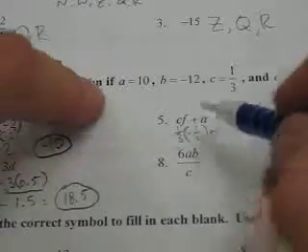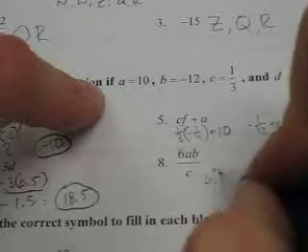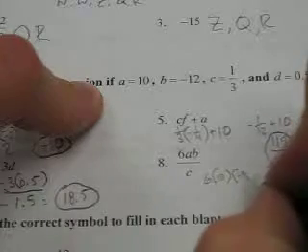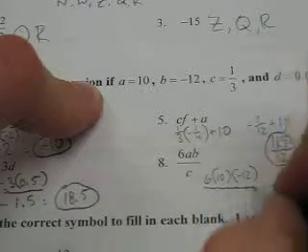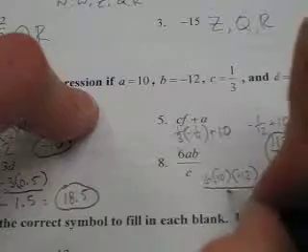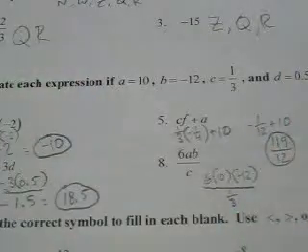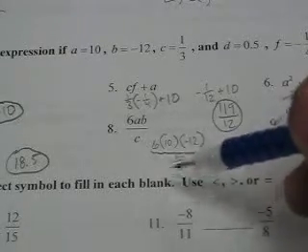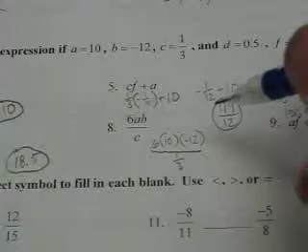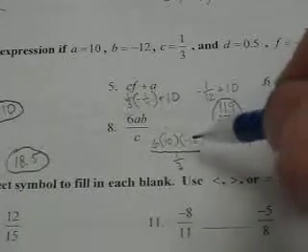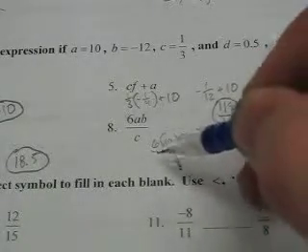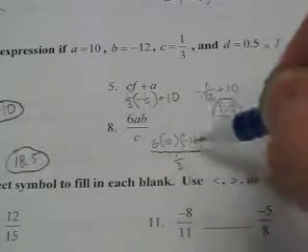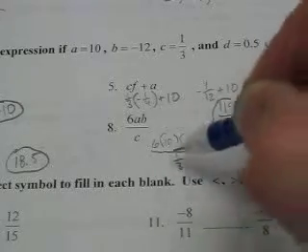So 6 times a times b, that's going to be 6 times 10 times b, it tells us in the directions, is negative 12. And we're going to divide that by c. c, it says, is 1/3. So now we have a complex fraction. We have a fraction as our denominator of our bigger fraction. We said anytime we're going to deal with a large fraction like this, we can think of that fraction bar as grouping symbols that tell us to simplify the top, simplify the bottom before we think of that as division.